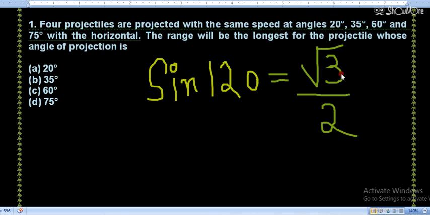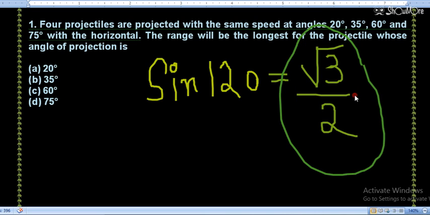So we can write sine 120 as sine 60 also. Sine 120 we can write as another value, that is sine 60, because the value of sine 60 is under root 3 by 2.